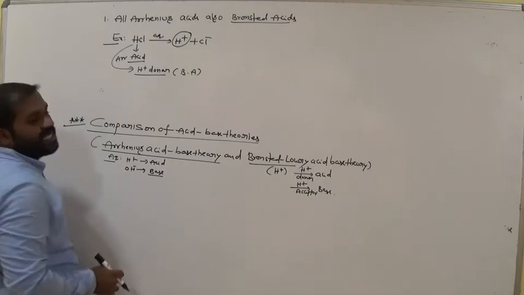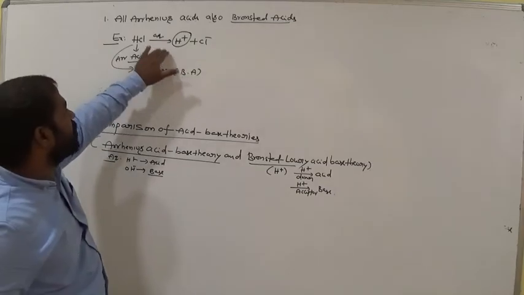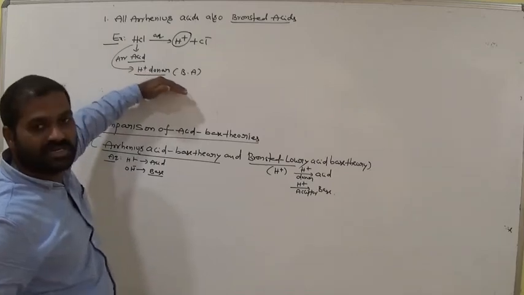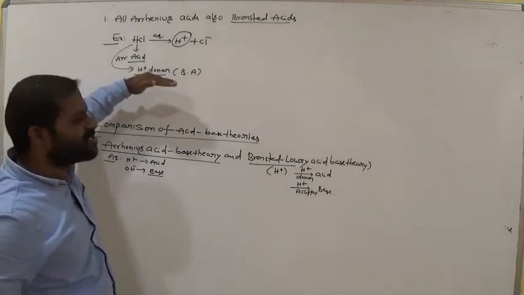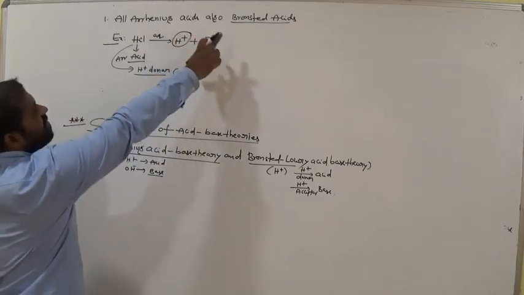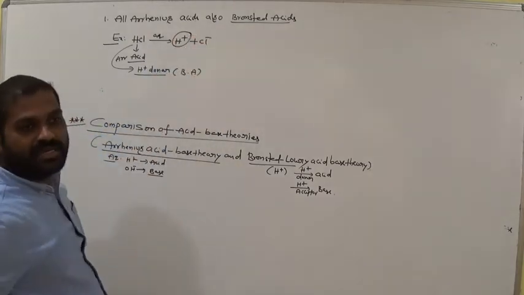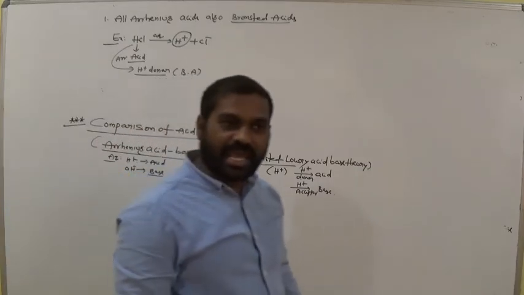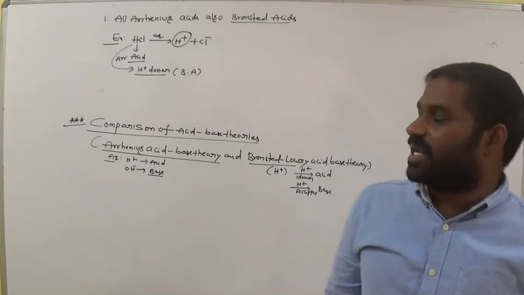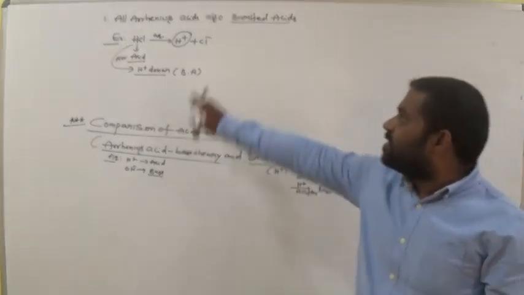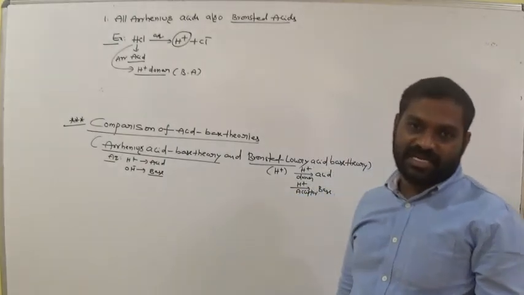Here HCl gives H plus in aqueous medium, so it is called an Arrhenius acid. It gives H plus. So it is an H plus donor, and we also call it a Bronsted acid. So all Arrhenius acids are also Bronsted acids. Am I right? According to Arrhenius theory, the compound which gives H plus in aqueous medium is called an Arrhenius acid.